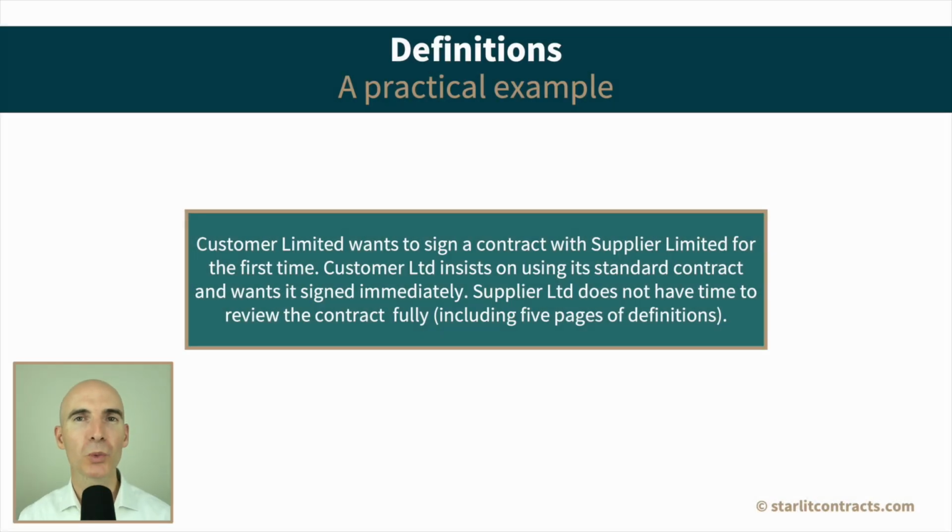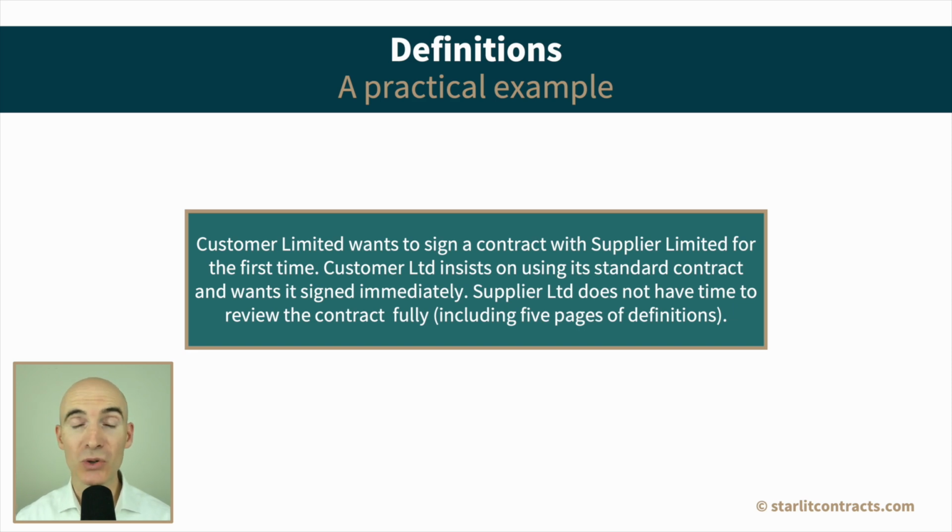Now to a practical example of dealing with definitions. Customer Limited wants to sign a contract with Supplier Limited for the first time. Customer Limited insists on using its standard contract and wants it signed immediately. This is so often the case. It's a rush to get the deal done with deliverables in the short term, potentially. Supplier Limited does not have time to review the contract fully, including 5 pages of definitions.